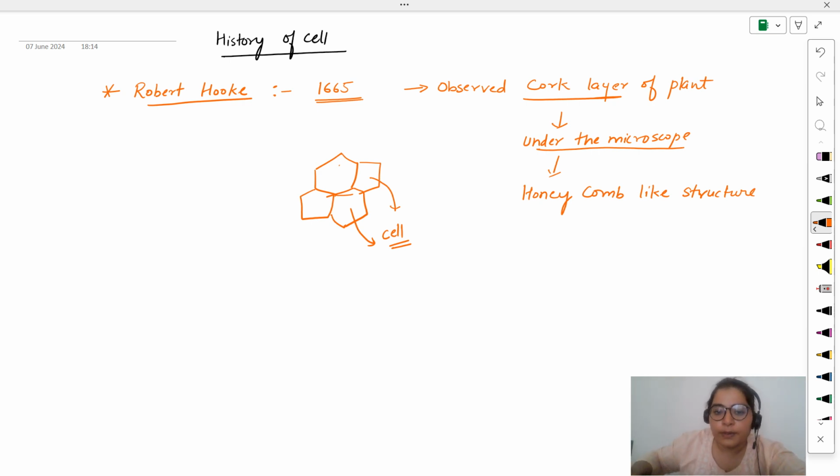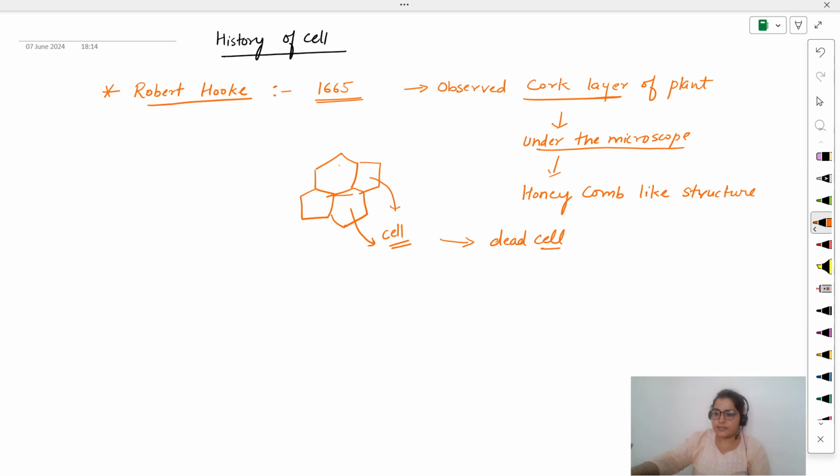But there is a reason he failed to understand it completely. The cork cell is a dead cell. So he discovered the cell, but it was only a dead cell. It is not completely, we can say, a living cell. So it is a dead cell.